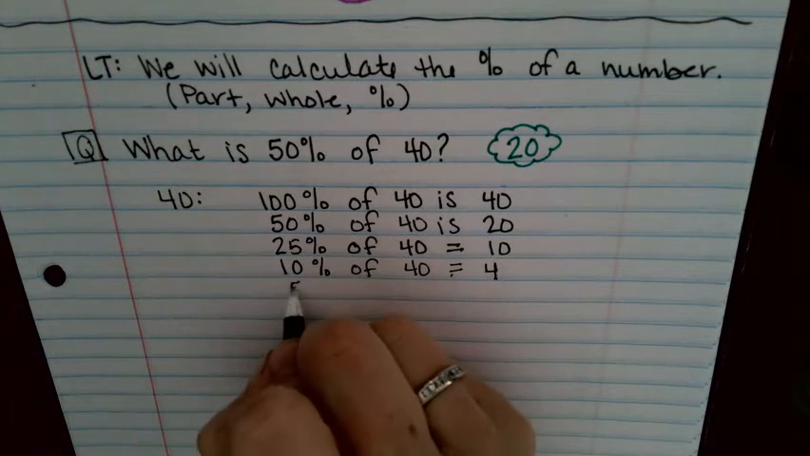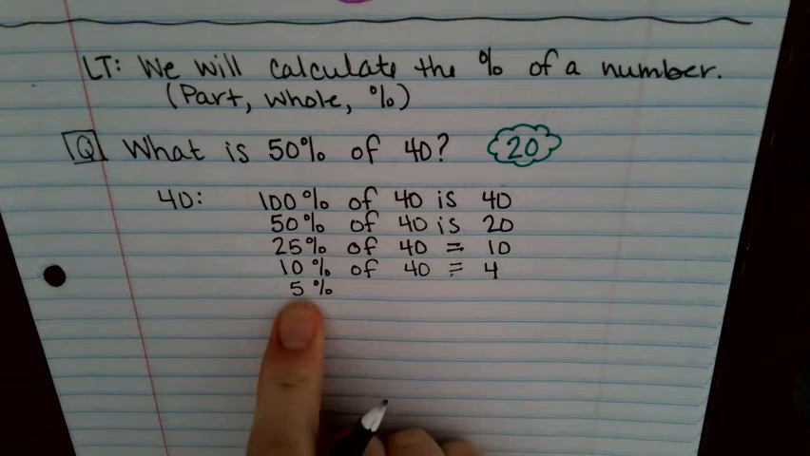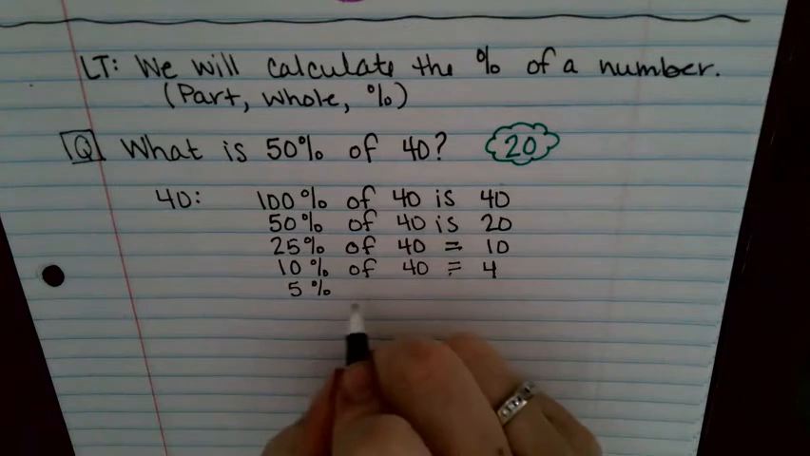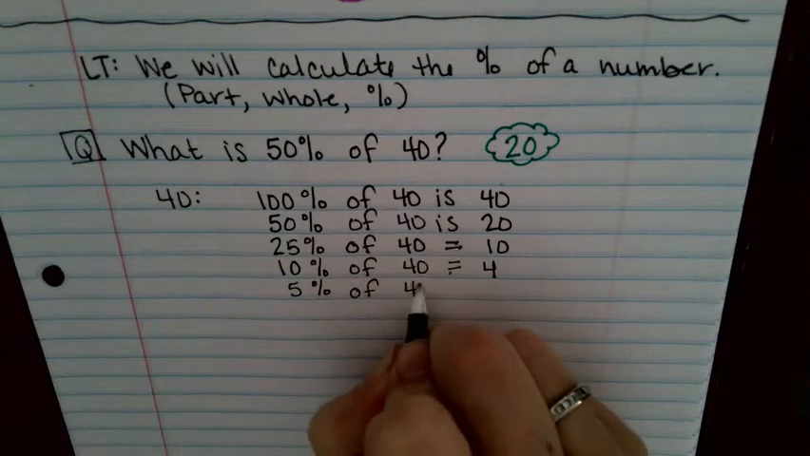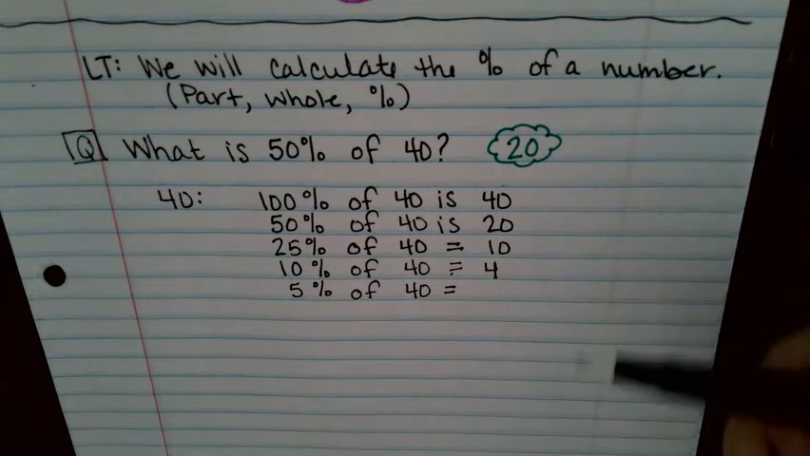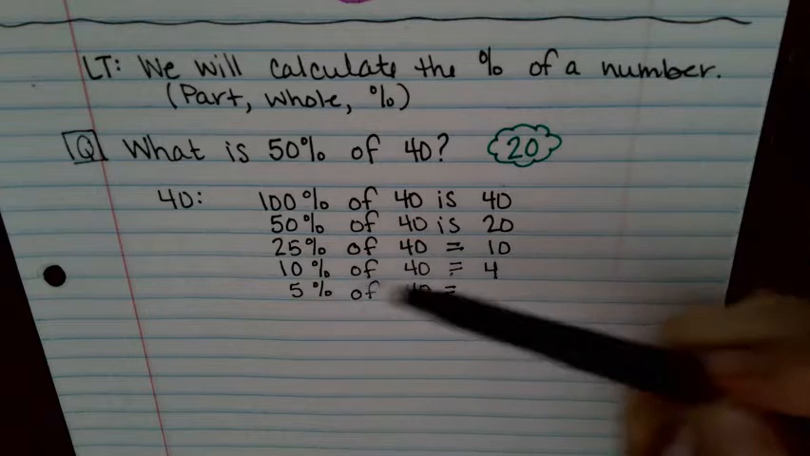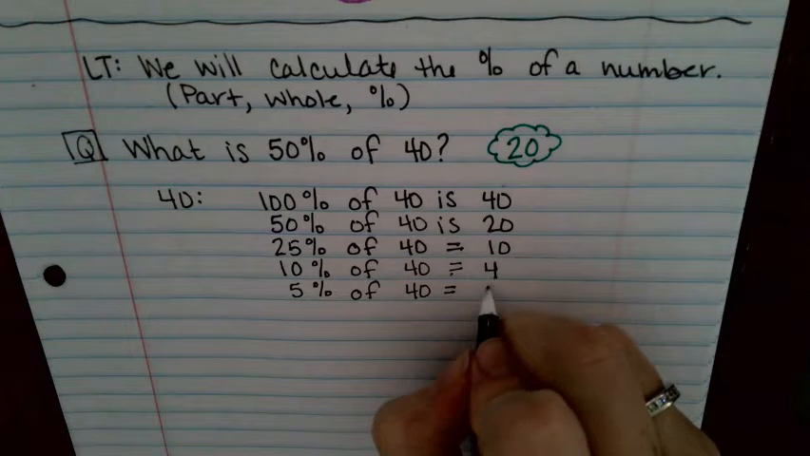What about 5%? I like 5% because 5% is half of 10%. So 5% of 40 equals, well, let's see, 5 is half of 10. What's half of 4? 2.